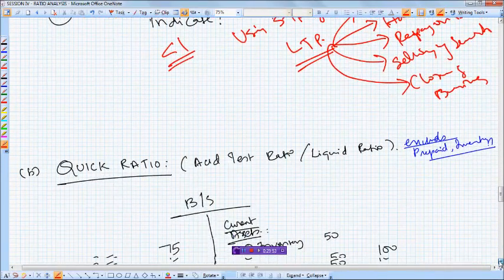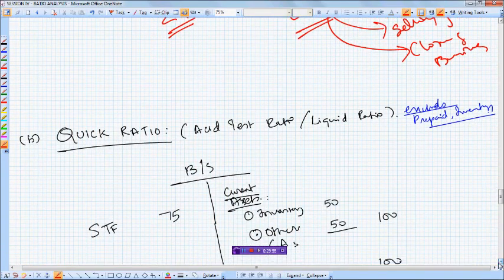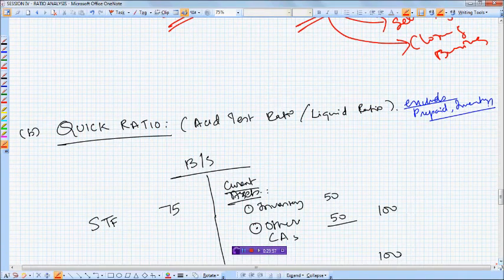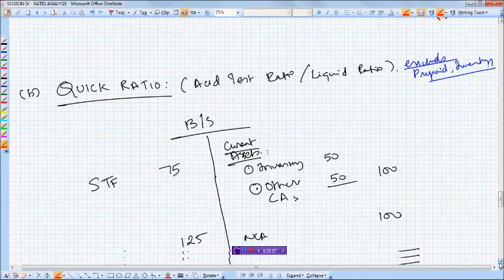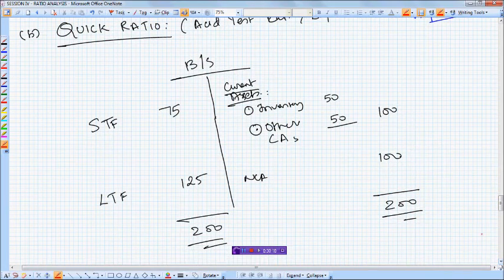Okay, next we'll see the quick ratio. In the current ratio, what we have seen is the extent of contribution of current liability and the owner's funds for building up current assets. That's what you have seen in the current ratio. In the quick ratio, let's just take an example. This company has current assets worth 100 crore and non-current assets worth 100 crore. So total assets are 200 crore, funded by short-term funds of 75 and long-term funds of 125. So totally 200.